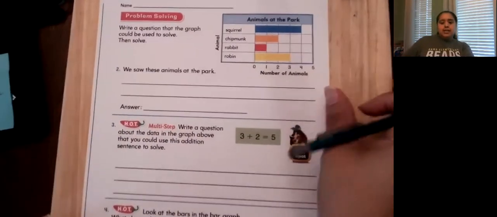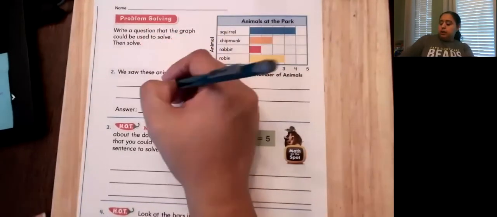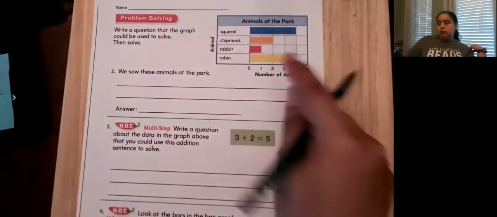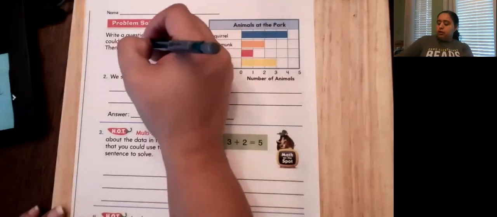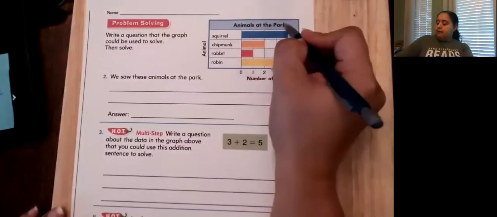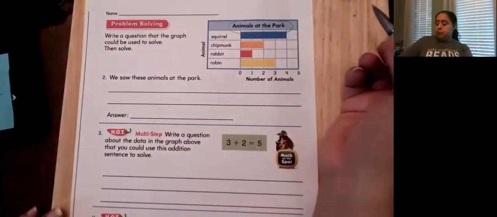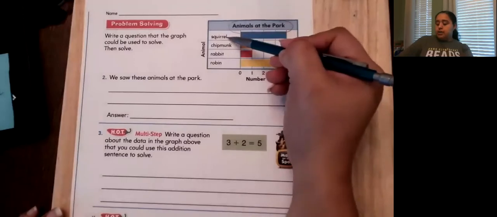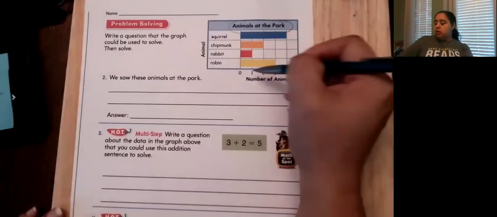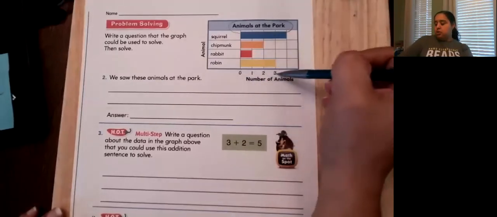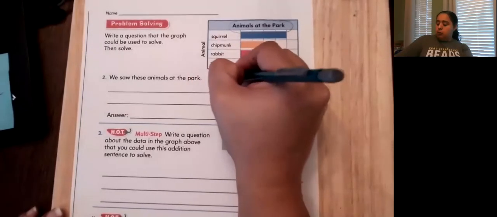Now you're going to have a similar page to do for your work this week. Today we're going to be writing some questions. Okay, they gave us a graph, so let's go ahead and look at our graph. Write a question that the graph could be used to solve, then solve. So here we have Animals at the Park as your title. So I know this graph is going to be about animals in the park. Let's look at our categories: squirrels, chipmunks, rabbits, robins. Let's look at our scale. Oh, this is a pretty easy scale. 1, 2, 3, 4, 5. We know we're counting by 1.